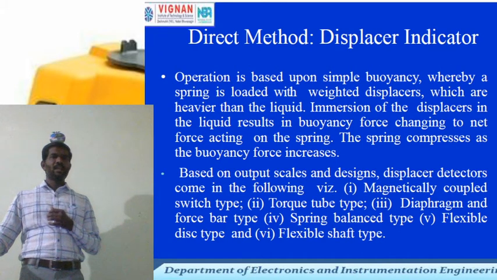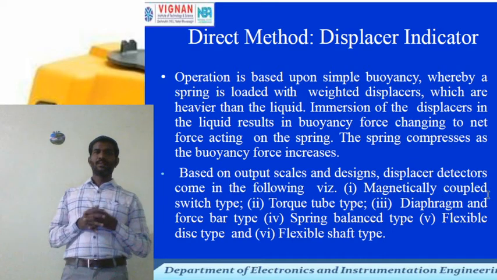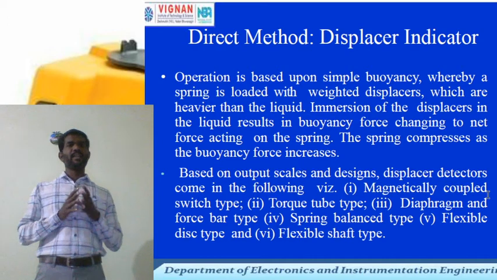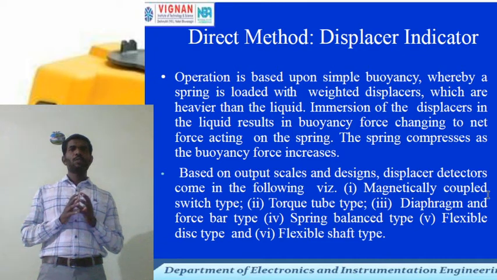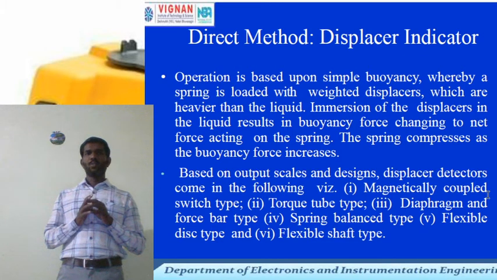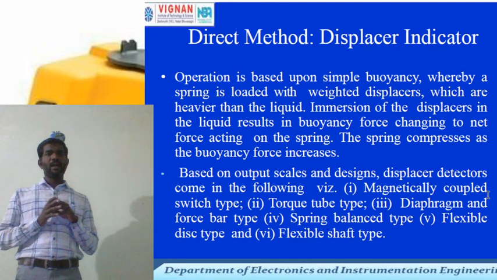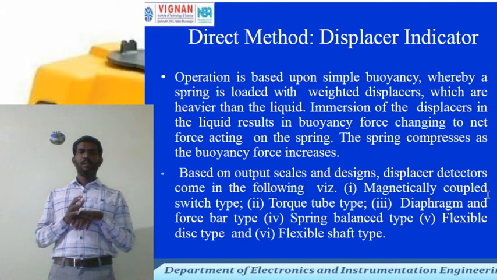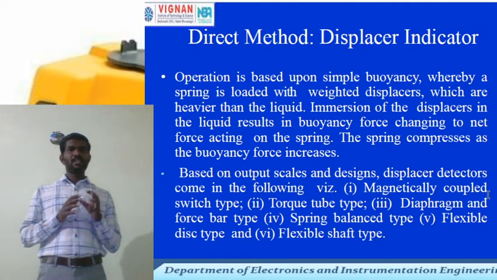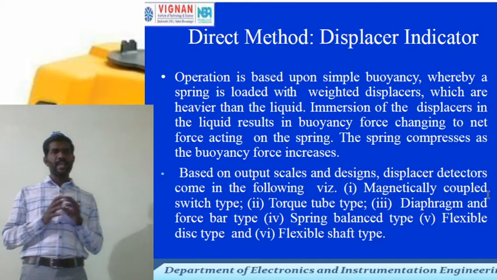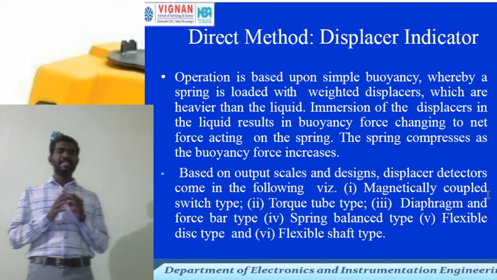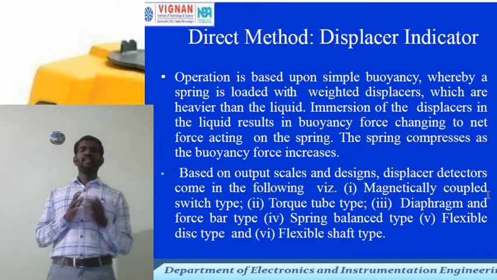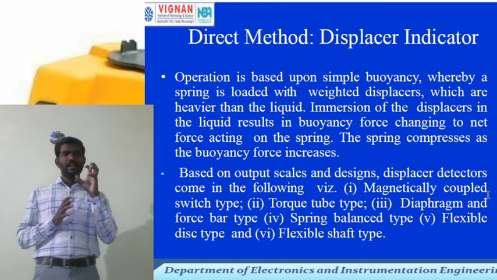Then another technique in the direct method of level measurement is the displacer type of indicator. The operation of this displacer indicator is based on simple buoyancy force, where a spring is loaded with a weighted displacer that is heavier than the liquid. On immersion of the displacer in the liquid, the buoyancy force changes the net force acting on the spring. The spring compresses as the buoyancy force increases.